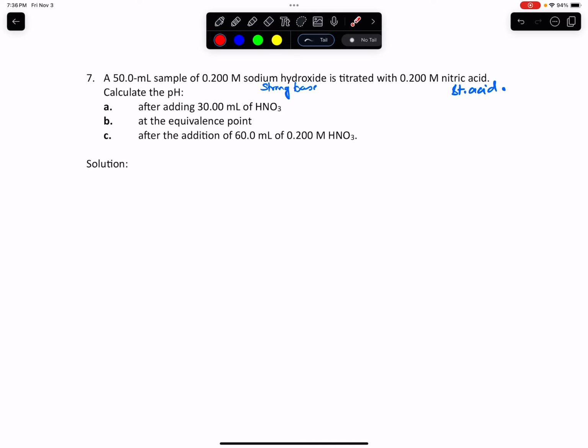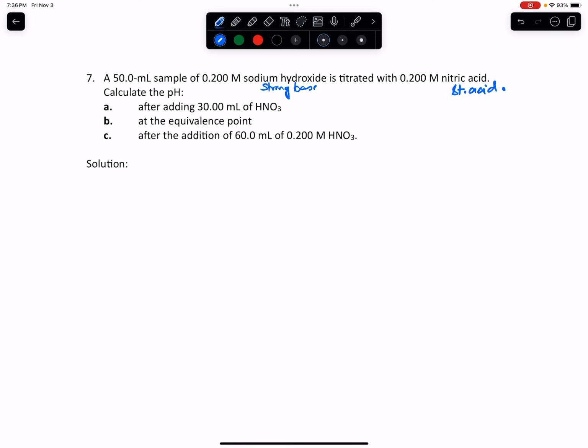To answer the first question, to calculate the pH after adding 30 mL of HNO3, the strategy is that we simply have to figure out how many moles of sodium hydroxide there are in this volume and this concentration, and then how many moles of HNO3 there are in this volume and this concentration, and then once they neutralize each other, how much is going to be left. That contributes to the pH. So let's go ahead and do that.